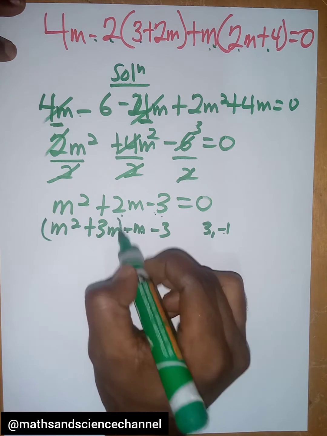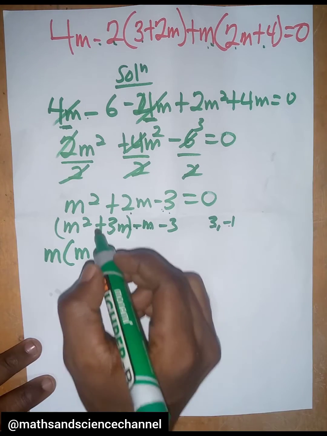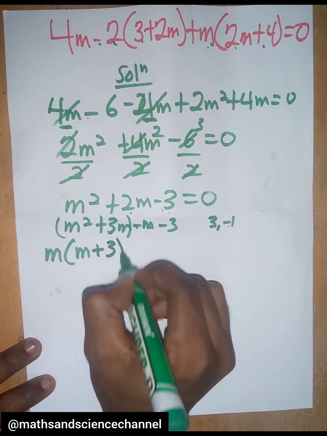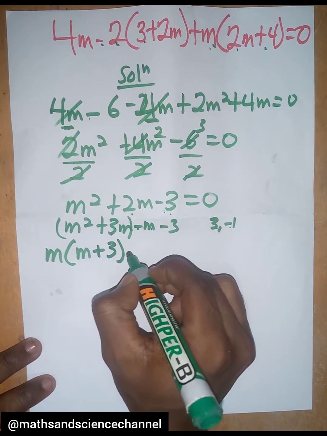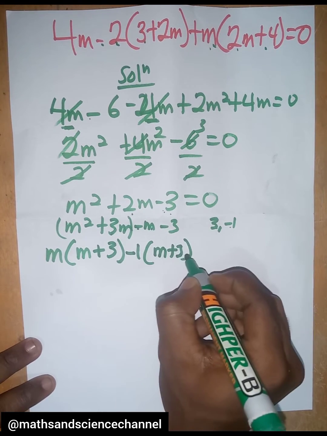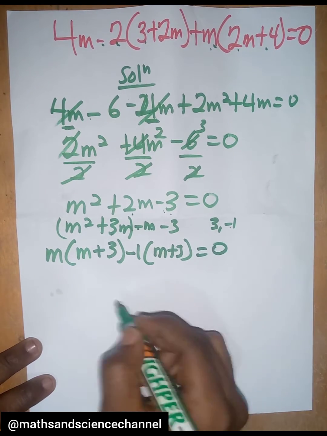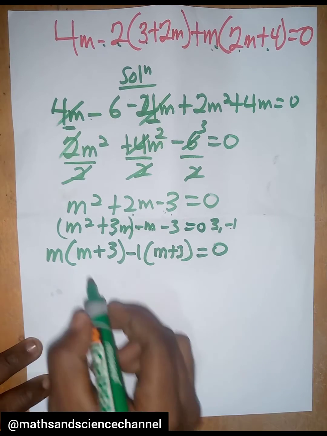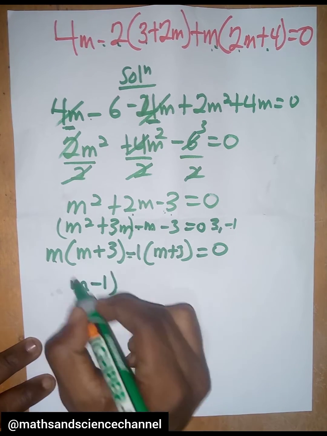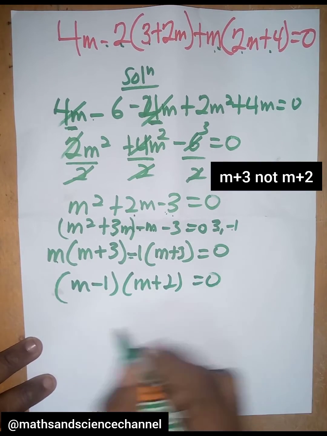So factorizing, we can just take this one out. So m outside, we have m plus 3, and then you realize that we are just left with 3 here. So let's bring negative 1 outside, so we have m plus 3. When we multiply through by negative 1, we are going to get this back. So from here, we are getting m minus 1 and then m plus 3, m plus 3. So we only take one of it, then equate that to 0.